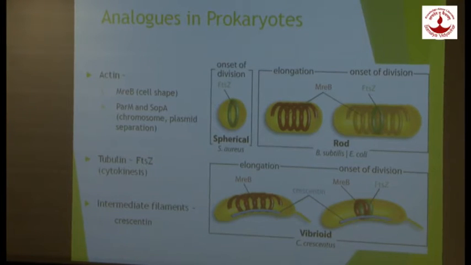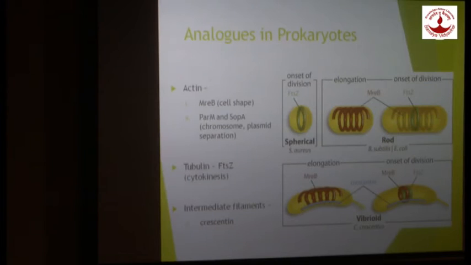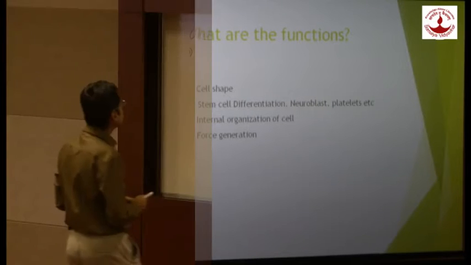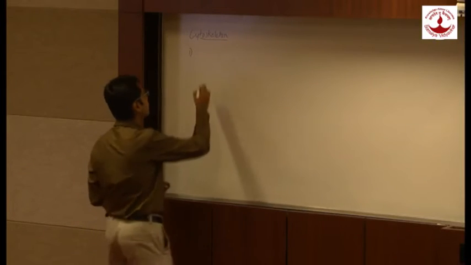So these three cytoskeleton elements, the actin, the tubulin, the intermediate filaments, are nothing but systems of polymers. Okay, they are very important. They give functional consequence to the cell, and they are important for the biology of the cell. So obviously, what are the general functions of the cytoskeleton? Functions of cytoskeleton are in cell shape.